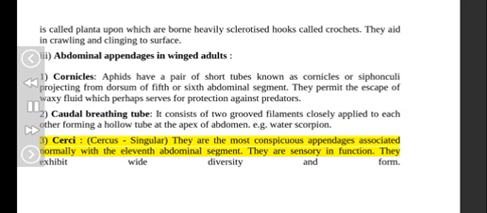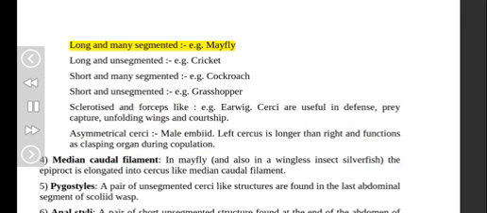They are the most conspicuous appendages associated normally with the 11th abdominal segment. They are sensory in function. They exhibit wide diversity in form. Long and many segmented, e.g. mayfly. Long and unsegmented, e.g. cricket. Short and many segmented, e.g. cockroach. Short and unsegmented, e.g. grasshopper. Sclerotized and forceps-like, e.g. earwig. Cerci are useful in defense, prey capture, unfolding wings and courtship.